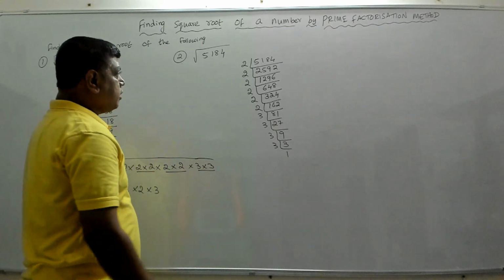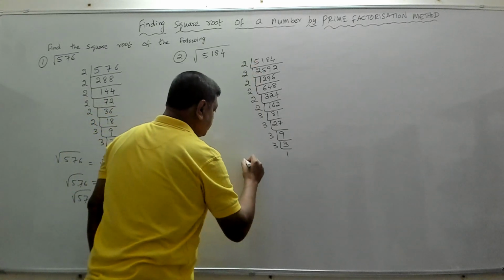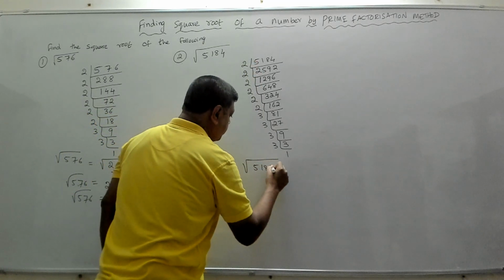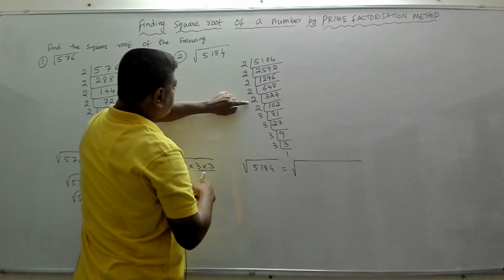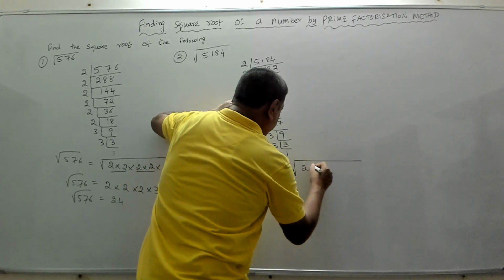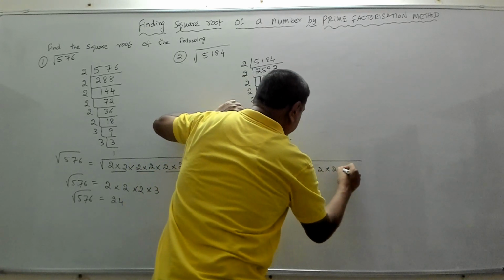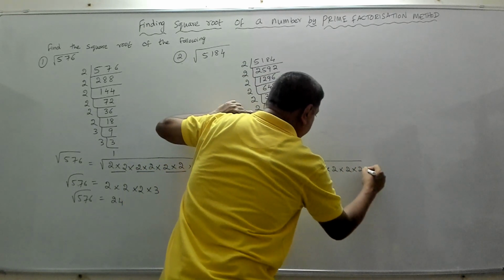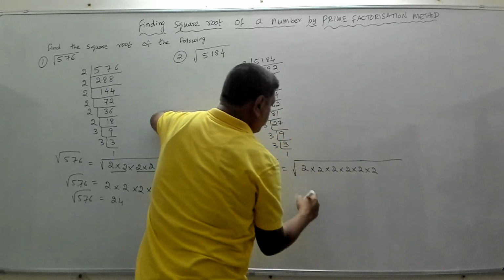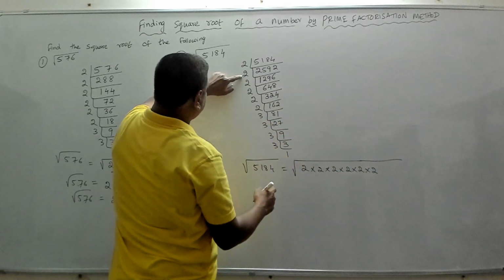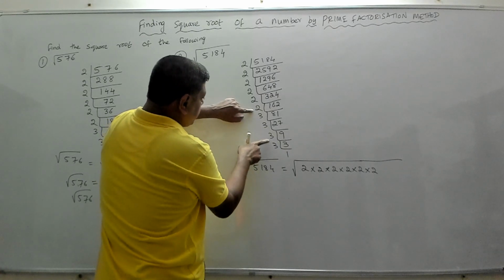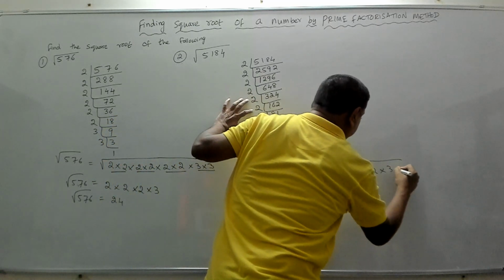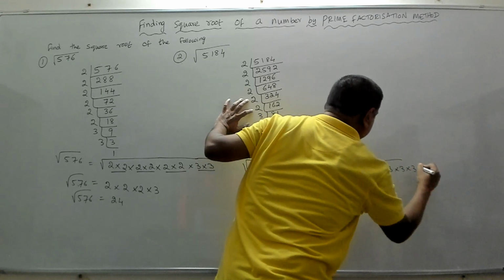So now what have we done? We have to find the square root of 5184. That is equal to the square root of, we have to write this: 1, 2, 3, 4, 5, 6 2's are there. Then 4 3's. 3 into 3 into 3 into 3.